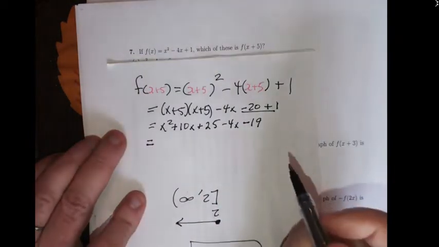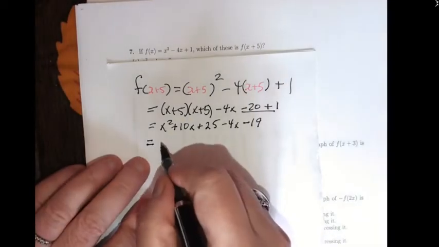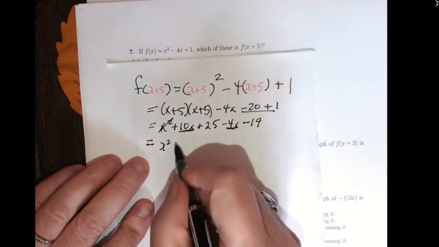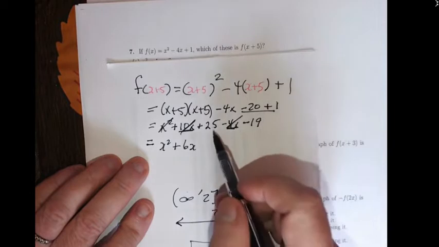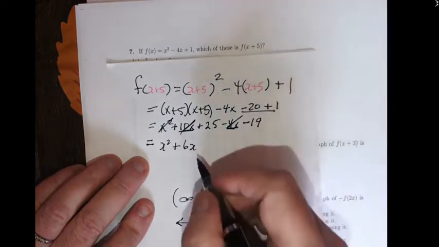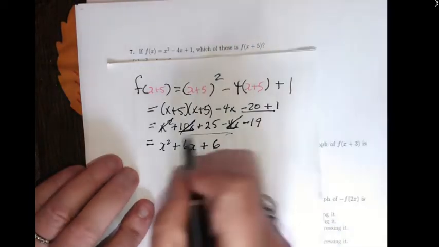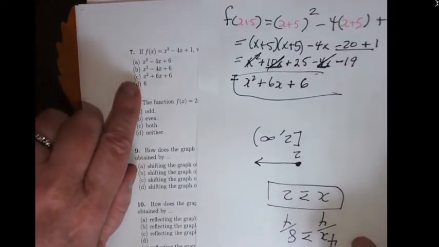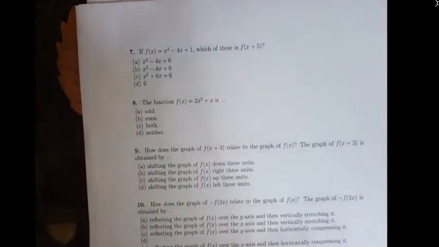Okay. And so I'm going to have x squared. 10x minus 4x is 6x. And 25 minus 19 is going to be 6. Okay, so that's what I'm looking for. X squared plus 6x plus 6. Okay, and that's matching up with C.